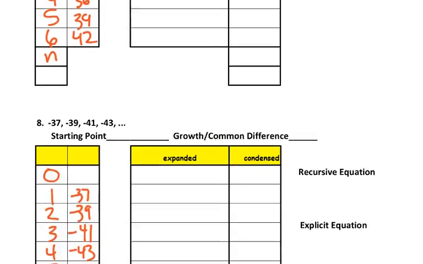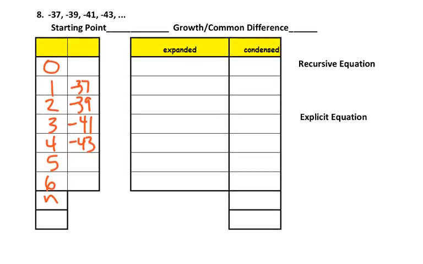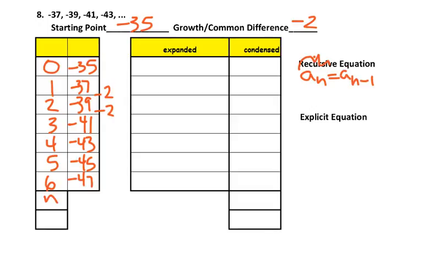Alright, number 8. We can see that we're subtracting 2 each time, so negative 45, negative 47, going backwards, negative 35. So negative 35 is our start. Subtracting 2, so we get a sub n equals a sub n minus 1, right? The next term equals the previous term plus our growth, which was minus 2, which I need to write a little better. And then our starting number, a sub 0, not a sub a, equals negative 35.